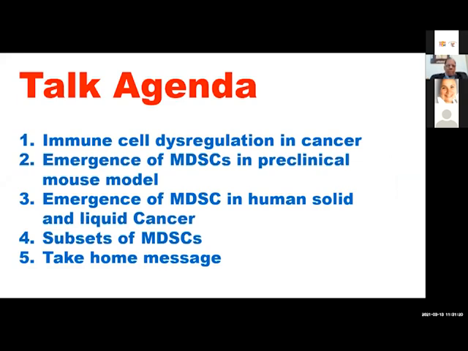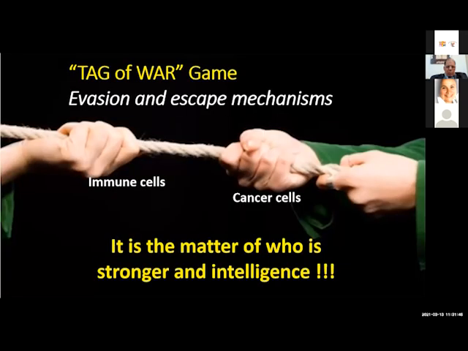The talk agenda is focusing on five points. One is immune cell dysregulation in cancer, then emergence of MDSC, which is myeloid-derived suppressor cells, in preclinical mouse models, and emergence of MDSC in human solid and liquid cancer. I'll present some of our data, subsets of MDSC based on our recent publication, and the conclusion.